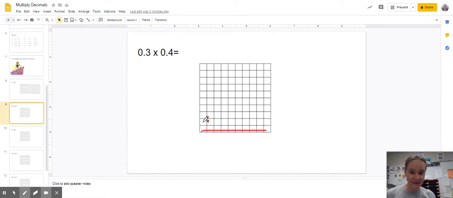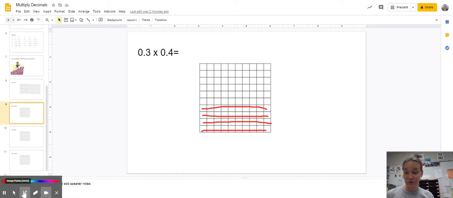1, 2, 3, 4. Okay, so I colored in 4/10. Now, I'm going to color in 3/10. 1/10, 2/10, 3/10. Now, this is a little bit different than we're used to.